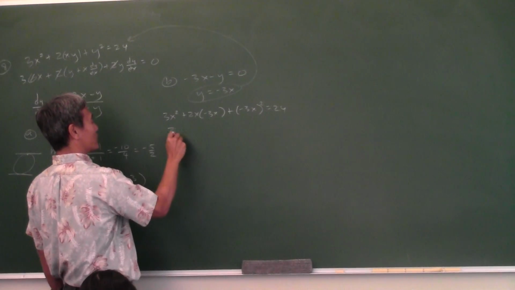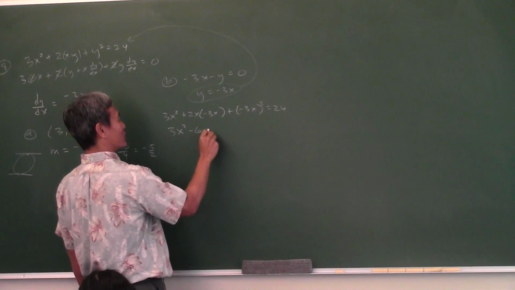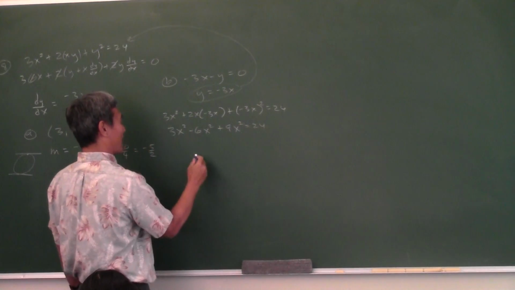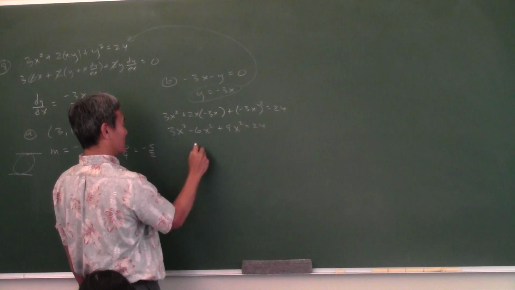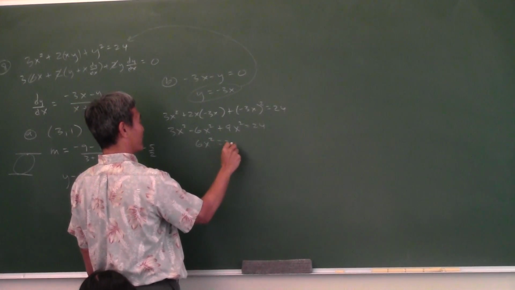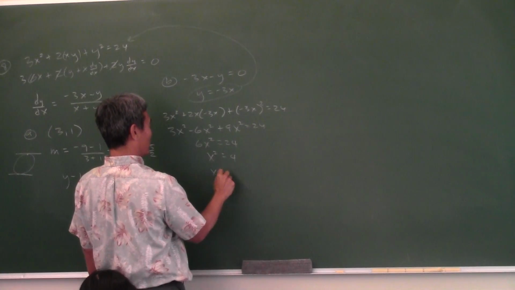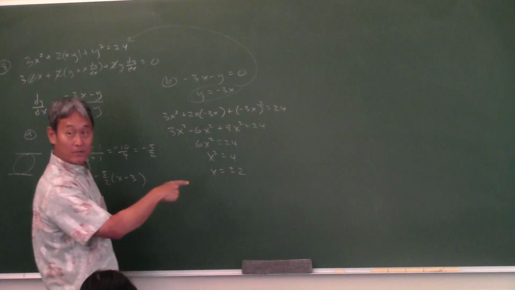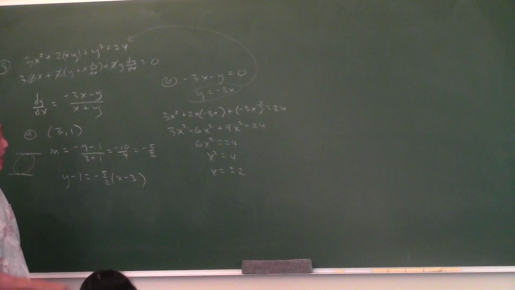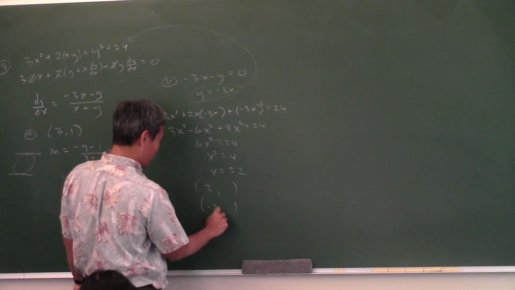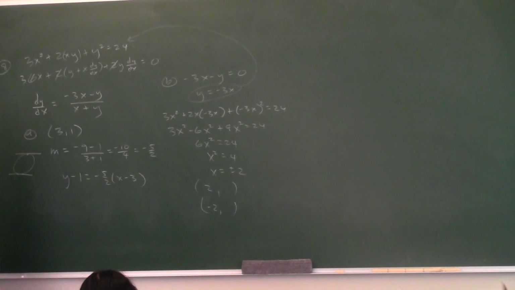So let's simplify this. 3x squared minus 6x squared plus 9x squared equals 24. So that's, what is that? 6x squared equals 24, x squared equals 4, x equals plus or minus 2. Don't forget the plus or minus now. Now we just found the x coordinates, 2 and negative 2.